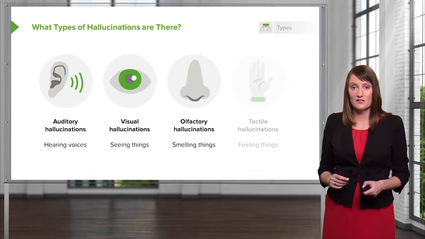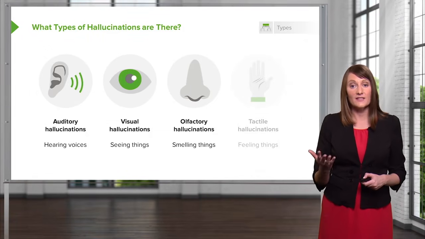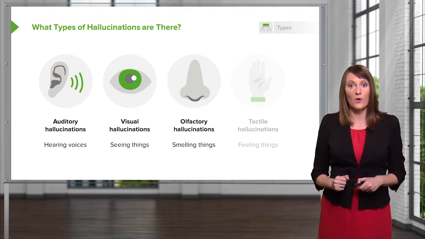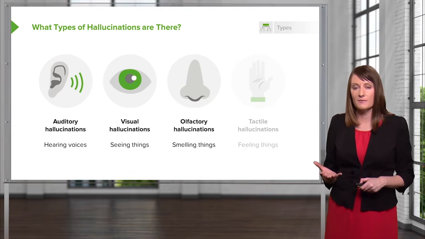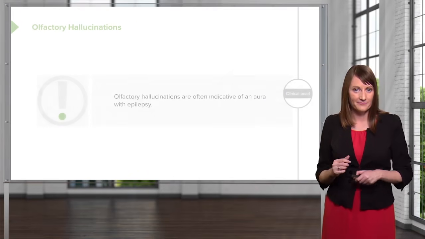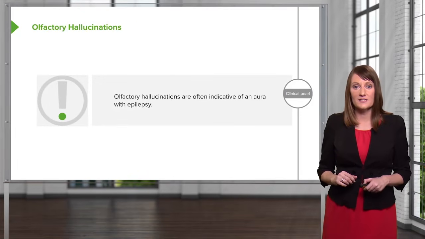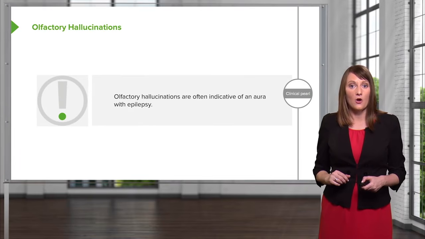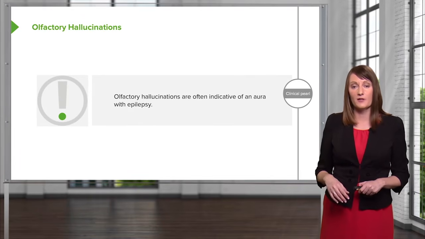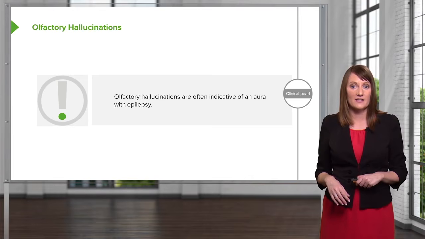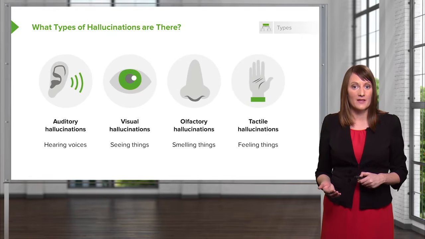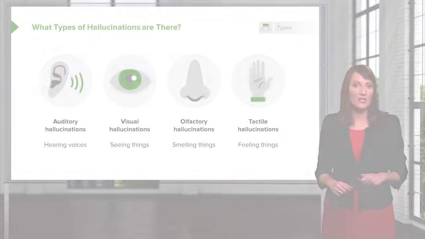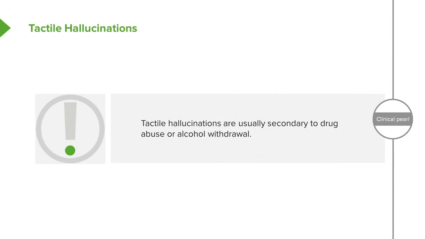Olfactory hallucinations are when people smell things. Can you think of a disorder which often presents as an individual telling you that they smell something funny, maybe something burning? Well, olfactory hallucinations are often seen in seizure disorder, or they're otherwise known as an aura during epilepsy, something very important to keep in mind. And tactile hallucinations are when an individual feels something. When you have a patient complaining of this, you really want to keep in mind that this could be secondary to drug abuse or alcohol withdrawal.